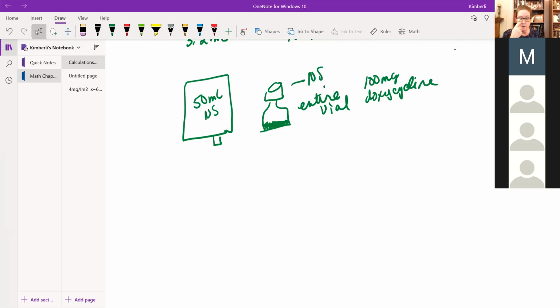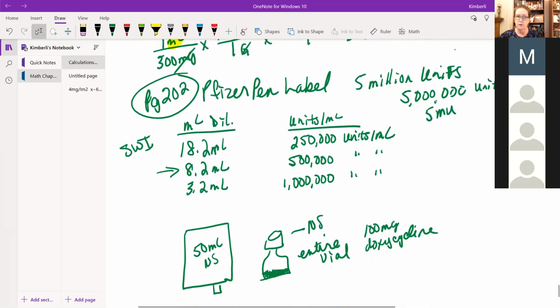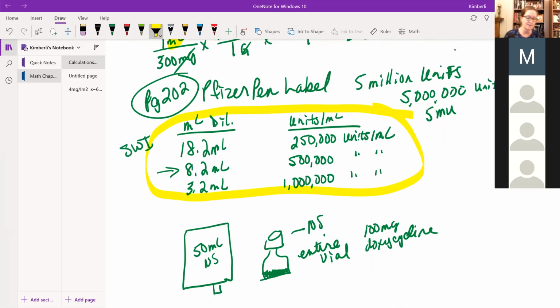Okay, so practice problem C on page 205. Do you see the Pfizer pen label? Here's the answer to the first part of the math. We just did that question. And then it says what routes of administration can be used after dilution, how long can the medication be stored in the refrigerator. So all of this is what you're doing for this chapter, okay?